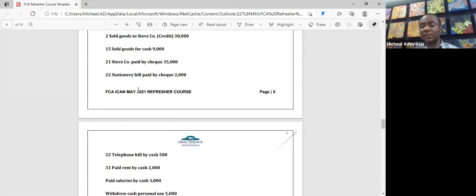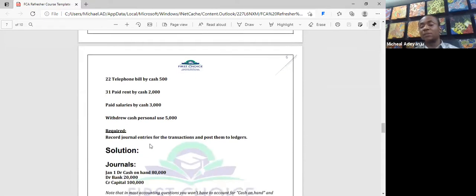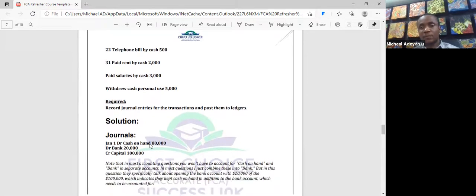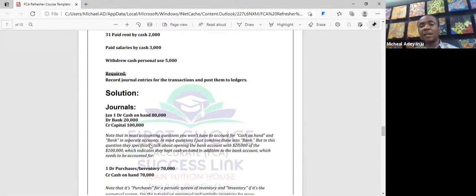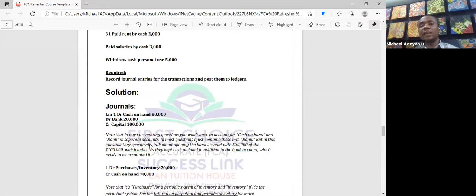Stationery bill paid by check. So we bought stationery. Stationery is an expense. So you debit stationery account and you credit your bank that is giving out. Telephone bill is an expense. You debit telephone bill and you credit the cash that you are giving out. Paid rent by cash. You debit your rent because they are all expenses and you credit your cash account. And paid salary by cash also. You debit your salary account because they're all expenses and you credit your cash account.